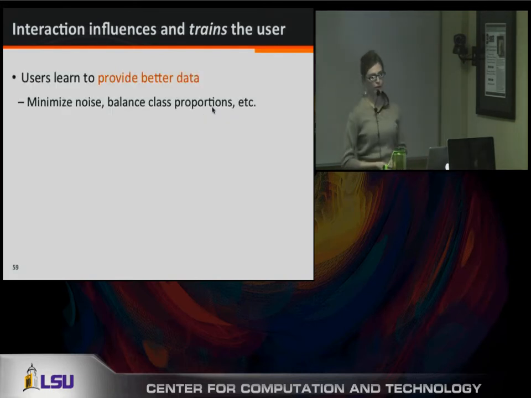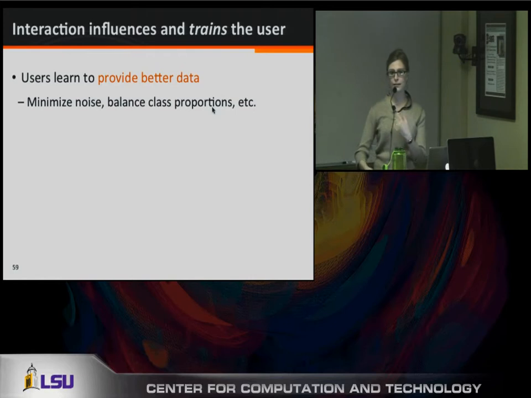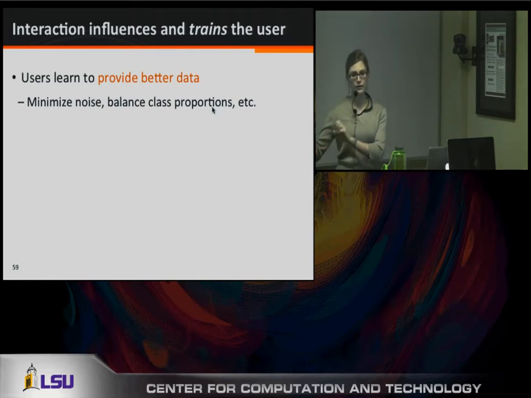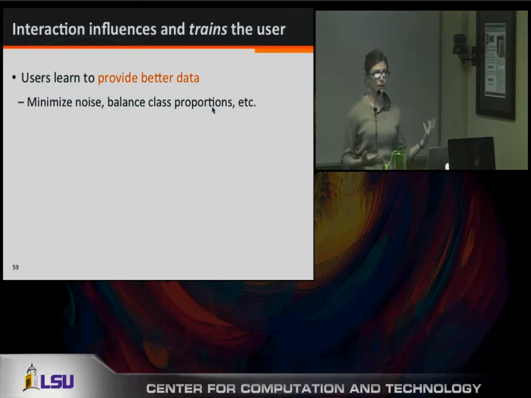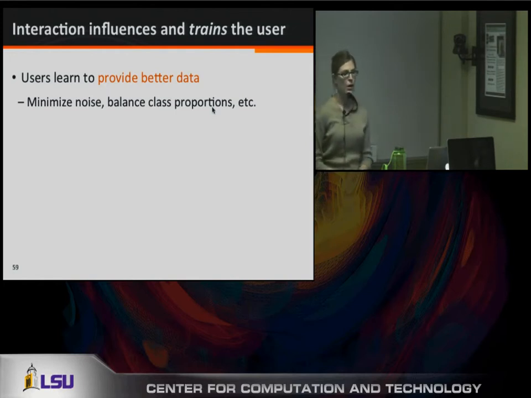And really interestingly, this process of providing this data, evaluating the model, and seeing what happens, led users to learn to provide better training data. And this wasn't something that we talked about in the undergraduate class, for example. People didn't really know much about machine learning, but just through experimentation, they learned things like, hey, I should minimize noise in my examples. If I'm going to provide 100 examples of class A, I better provide about the same number for class B and C.